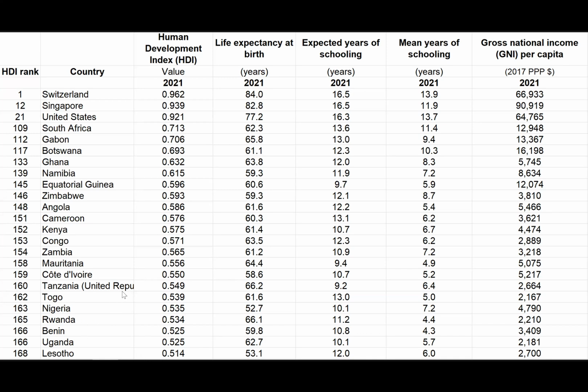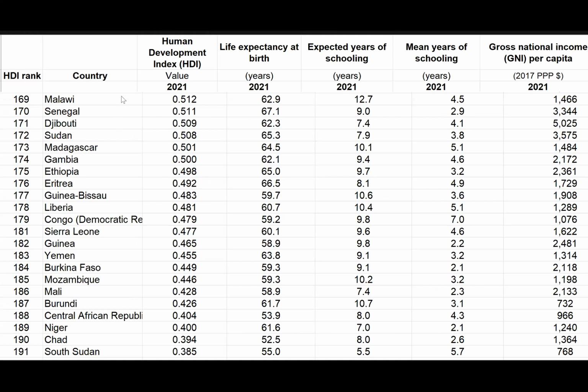Rwanda, 165. And then we continue at the bottom of the list with South Sudan coming in last place. Life expectancy, not much schooling, and GNI per capita is only 768. So you can see there's a lot of room for improvement, whether it's education, health, and also just their economies.